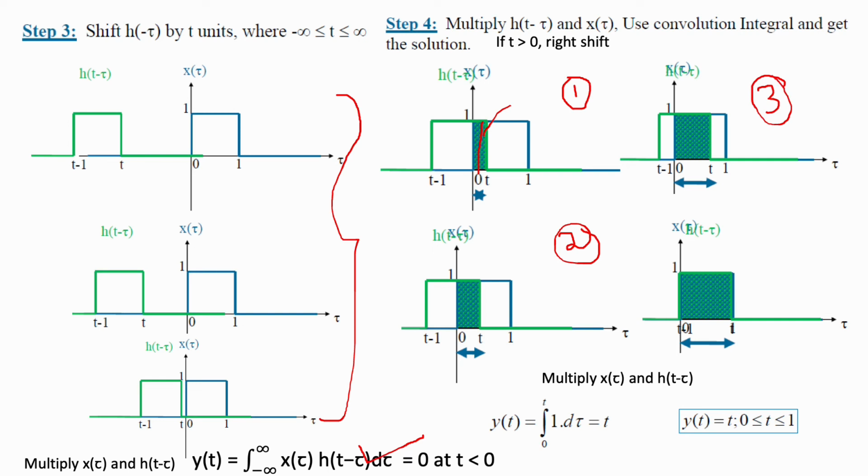Till the t moves towards the right, now it will come to this part. Till this one fully it is occupied, what will be the lower limit? 0. What will be the upper limit? T. What will be the amplitude? Both is 1. Now you integrate it, substitute the lower and upper limit. This will be the answer till this portion.